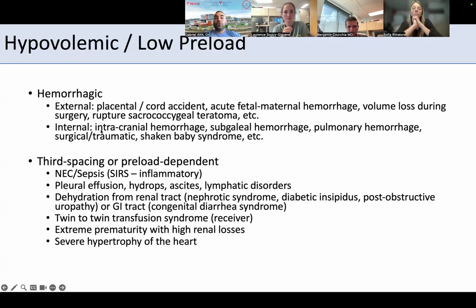But you could also have internal hemorrhages, intracranial hemorrhages, subgaleal hemorrhages, surgical traumatic events in the abdomen, shaken baby syndrome, if you're seeing babies that are coming a bit later from the emergency room, or even in your NICU if the baby has been unsupervised, unfortunately.